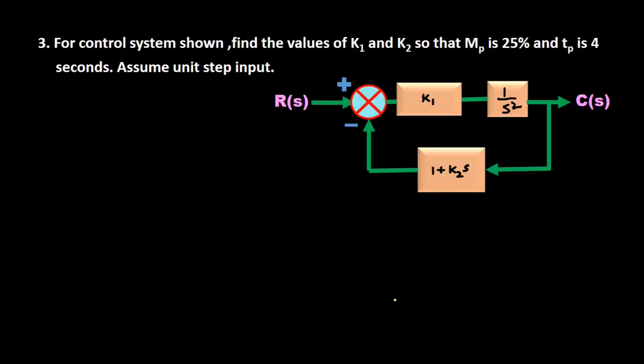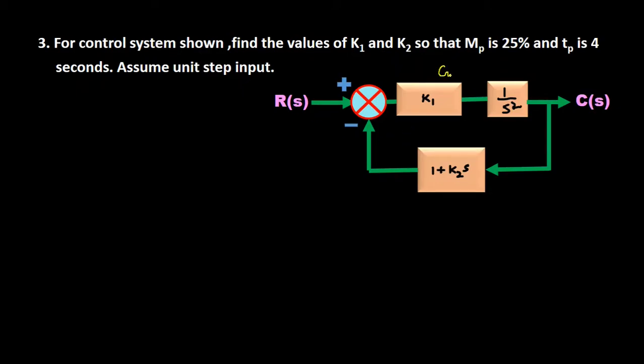In this lecture, we are going to solve the third numerical related to second order control system. In the previous classes, we have already solved two numericals. So the question is, for the control system shown, find the value of K1 and K2 so that the maximum overshoot is 25% and peak time Tp is equal to 4 seconds. Assume unit step input. So this is the control system given.